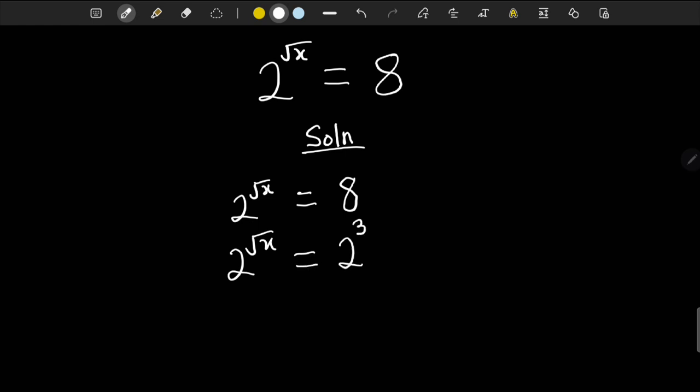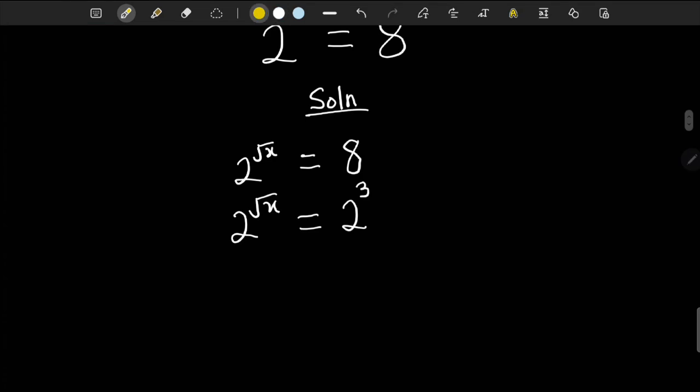power 3, right? Now we can say that the bases are what? Equal, which is what? 2. This means that we can actually equate the exponents. Okay, so we can say this is equal to this. So what we'll do next is to say our square root of x is equal to what? 3, right? We are equating the exponents since the bases are equal.